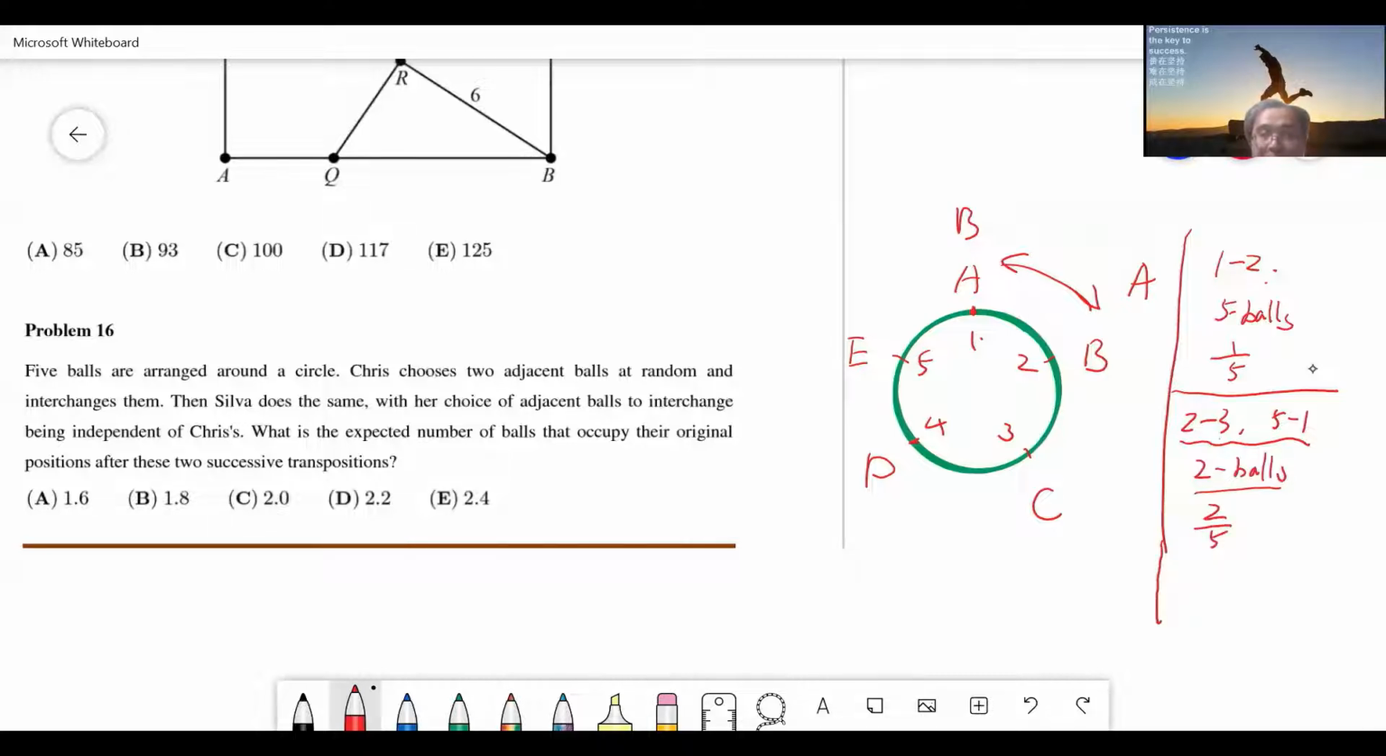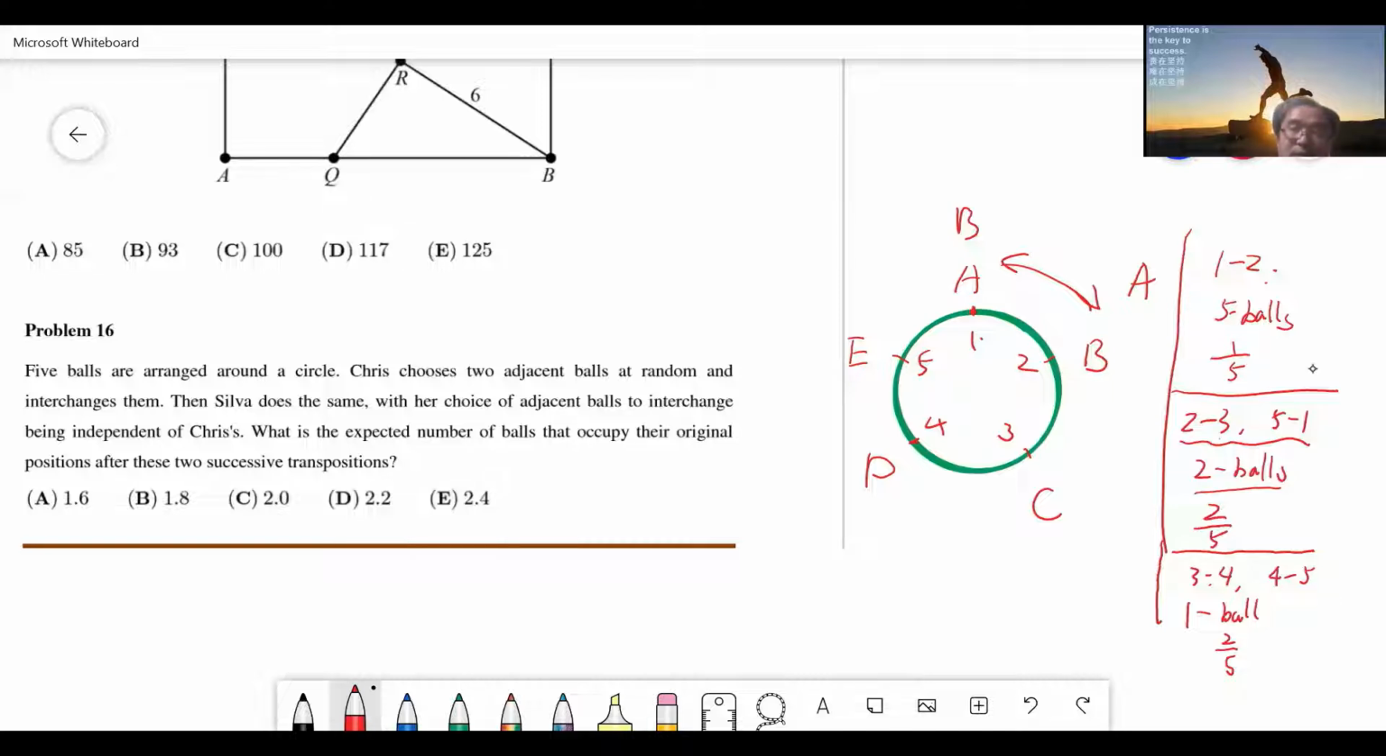So let's do the last case. That's going to be Silva doing 3, 4, or 4, 5. In this case, if Silva does 3, 4, there's only 1 ball left, that's 5, remaining in the original position, right? So this is going to be 1 ball in original position. What is the probability? Out of 5 pairs, 2 give you this. That's 2/5.